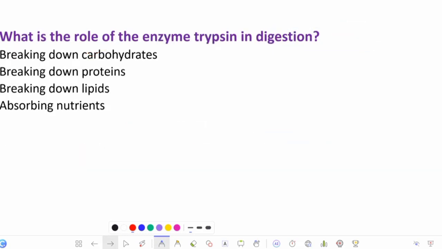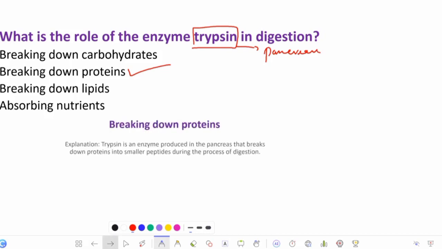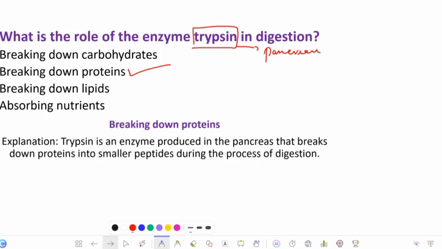What is the role of the enzyme trypsin in digestion? Again, trypsin and pepsin are both responsible for the breakdown of proteins. Trypsin is secreted by the pancreas. It is an enzyme which breaks down proteins. Trypsin is an enzyme produced in the pancreas.